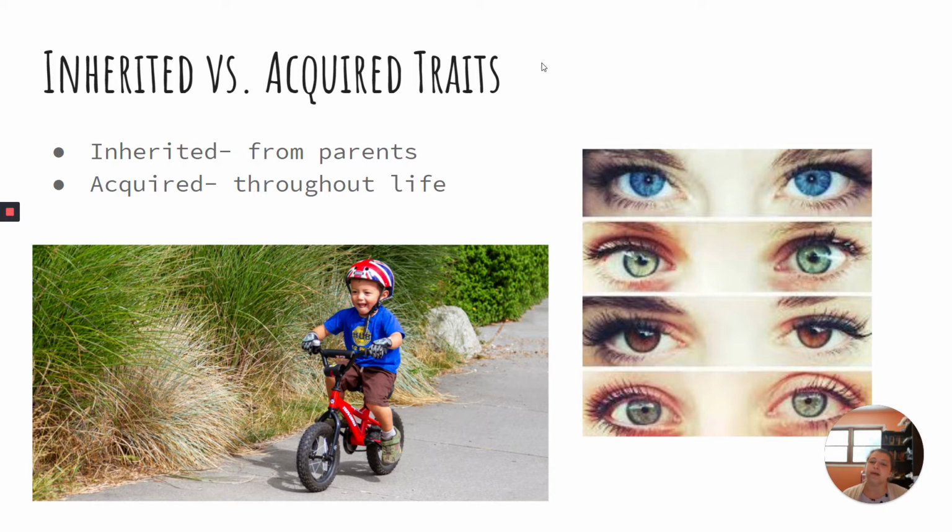Okay, so inherited versus acquired traits. So inherited traits, those are from your parents, okay? So think of right now an inherited trait that you got from your parents, okay? Think of your mom. What color eyes does she have? Do you have the same colored eyes? Those are inherited traits. So your eye color, those will be inherited. You get those directly from your parents, okay?